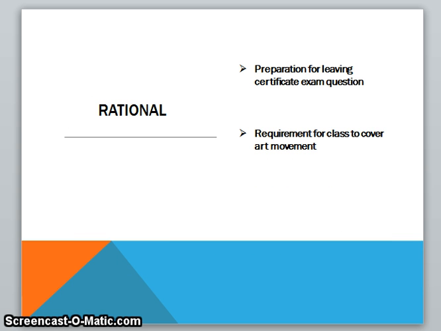The rationale behind this scheme is ultimately to prepare students for a possible exam question on Surrealism and give them the tools needed to understand, answer and engage with the 50-mark Leaving Cert exam question. It was a requirement by the art teacher to cover this topic with these students.